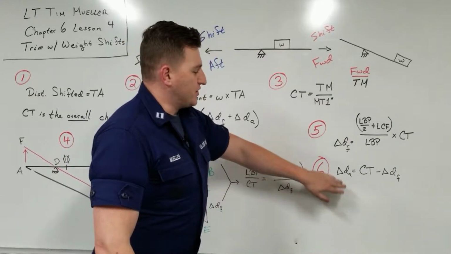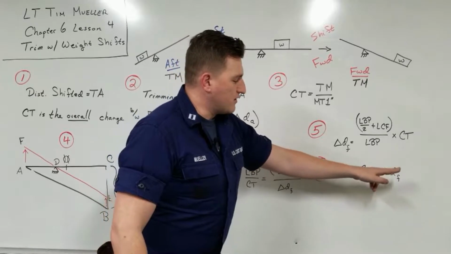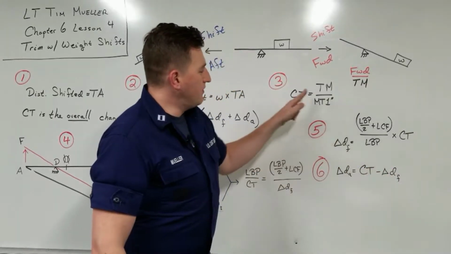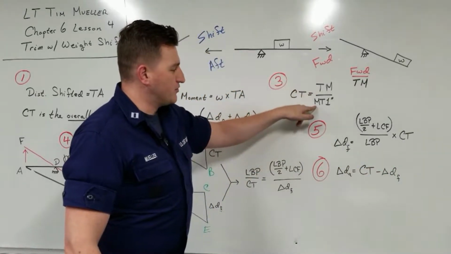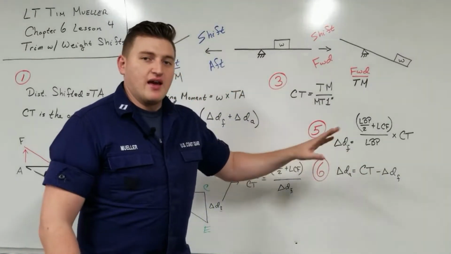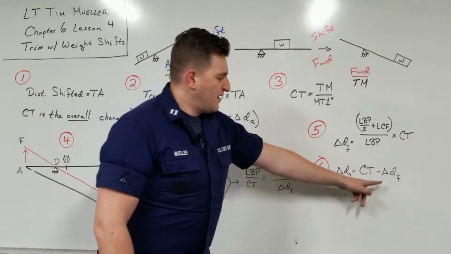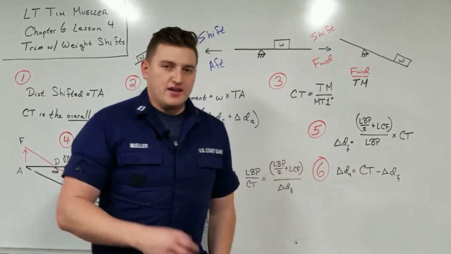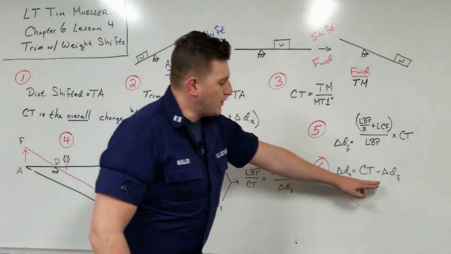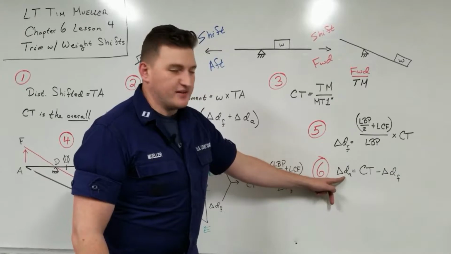How do we find out how much delta D aft is? Well, it's just CT minus delta D forward. CT we've already found: trimming moment divided by moment to trim 1 inch. Delta D forward is what we've already found. However, CT is a positive number. Delta D forward is either positive or negative. You have to take the positive value of delta D forward to get your delta D aft.